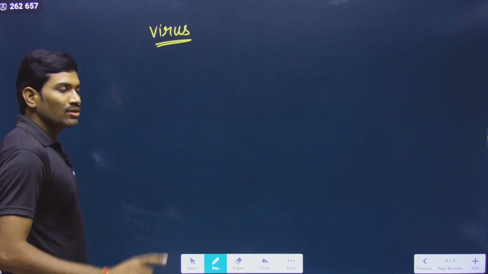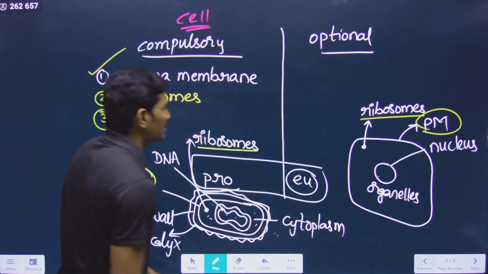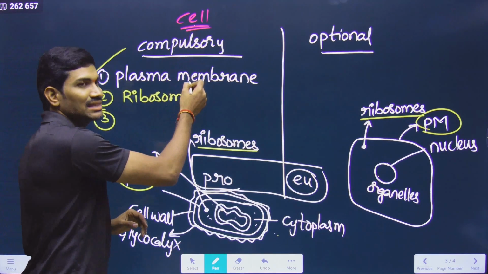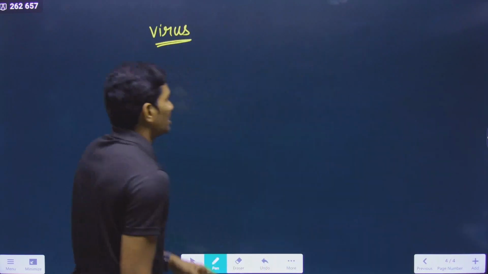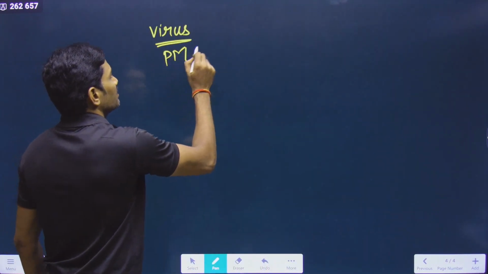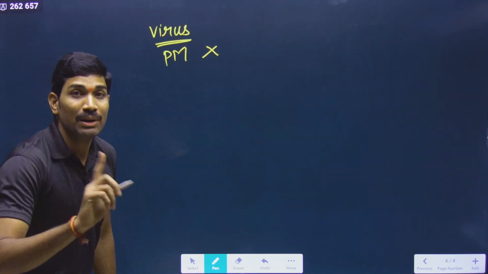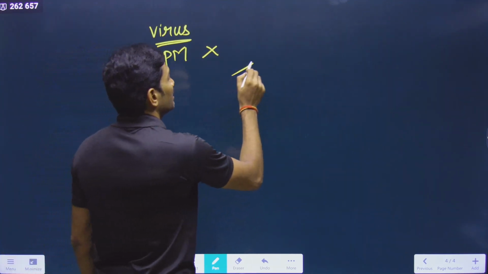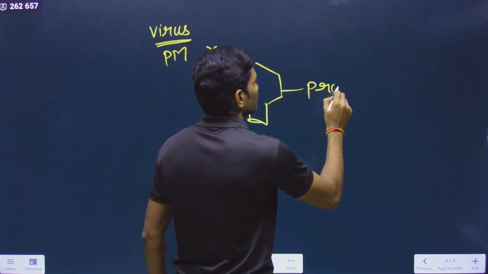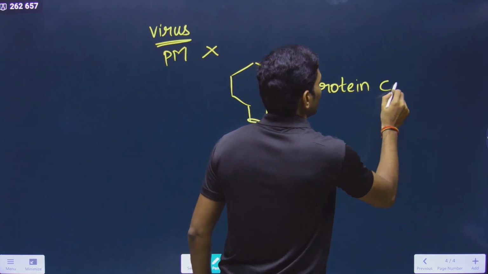Viruses. So here, what is the most important requirement? Plasma membrane should be present. What is compulsory for the cell? Plasma membrane. Now tell me for the virus. For the virus, is plasma membrane present? No, it is not having a plasma membrane. Then what is it having? It is having a protein capsid. It is just a protein capsid.